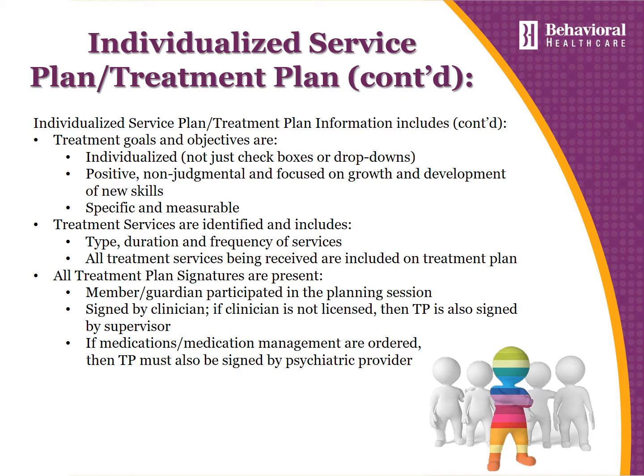Lastly, you need to be sure that all signatures are present on the service plan. This would include the member or guardian signature. Any member who is 14 years of age or younger requires a guardian signature, and it also needs to be signed by the clinician. If you work in an agency that has psychiatric services and the member is receiving services from that psychiatrist within the agency, you would also want to attempt to get the psychiatric signature. However, if the member is receiving any services outside of your practice, which could include medication management, you are not required to obtain the signature of that physician.